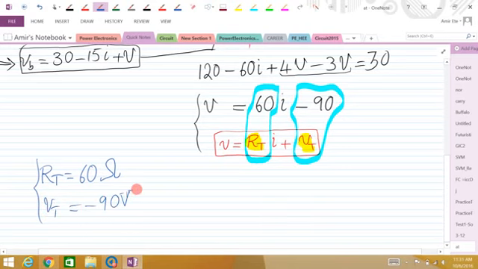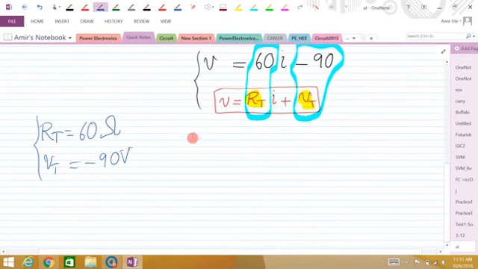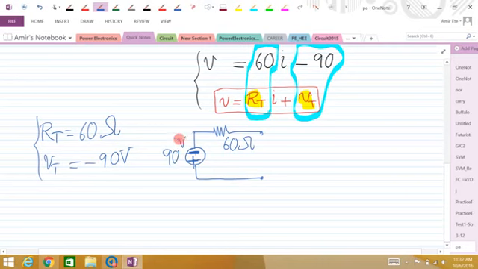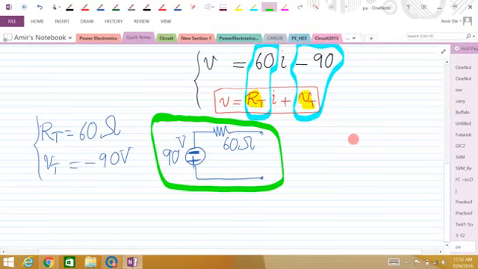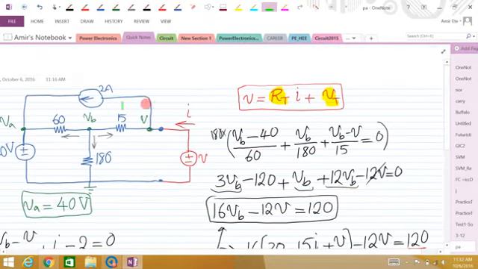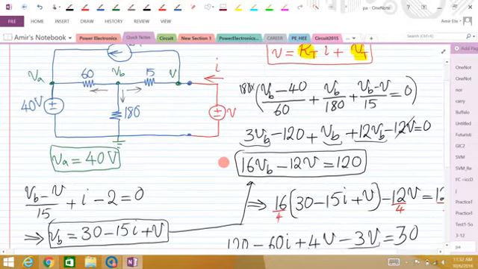volts. So the Thevenin equivalent will be a voltage source in series with a resistor, which is 60 ohm in this case. The voltage source we typically have plus minus like this, but here the voltage is minus 90. So what we can do, we can flip these polarities and put 90 volts here. That would be your Thevenin equivalent of this circuit, which agrees with what we did in class.